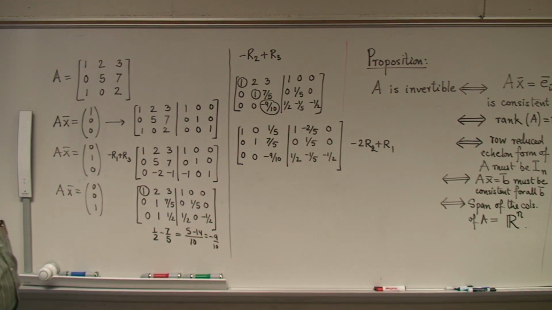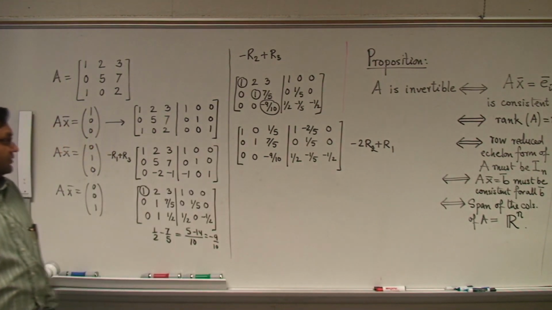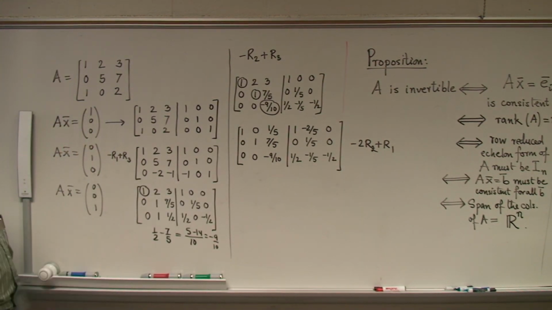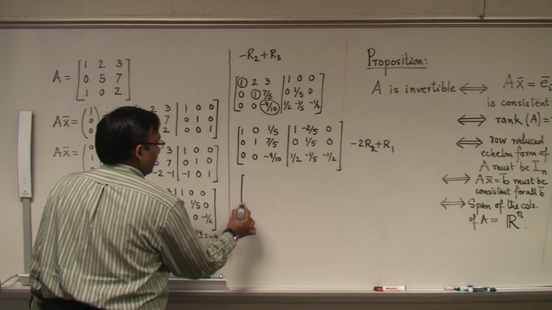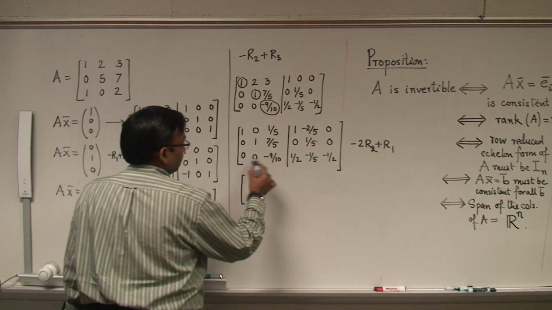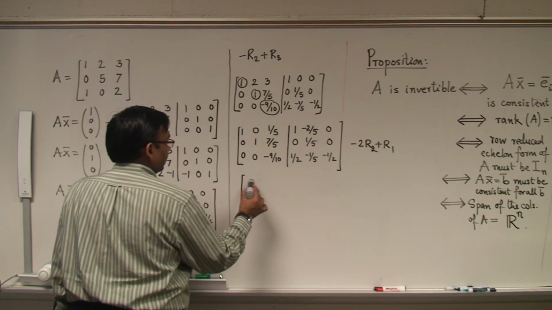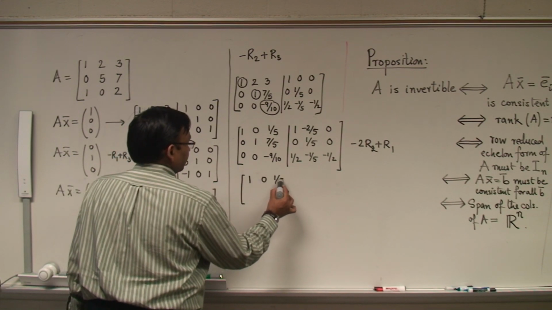Okay. As you can see, I am seeing glimpses of the first and the second column kind of becoming what we expect in our identity matrix. All we need to do now is just fix this guy. So I'll multiply this third row by negative 10 over 9 so that I can achieve a pivot of 1.